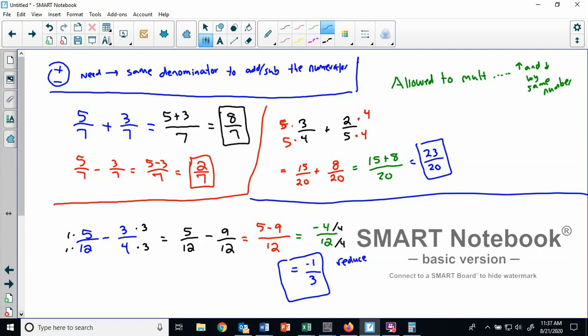Alright, so that is all we're doing today. It's adding, subtracting, multiplying, dividing fractions. Make sure you do your worksheet. Okay, make sure you take your time.